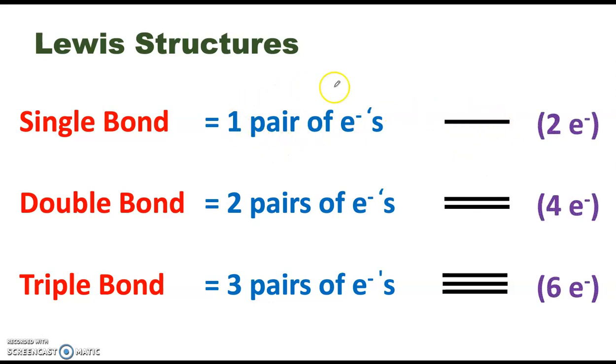Because this is one pair of electrons, it represents two electrons. Two pairs is 4, and three pairs is 6. We do have to do a little bit of accounting with the electrons and keep track of them, so this is a good way. Each line represents 2 electrons. So if you've got 3 lines, that's 6 electrons.